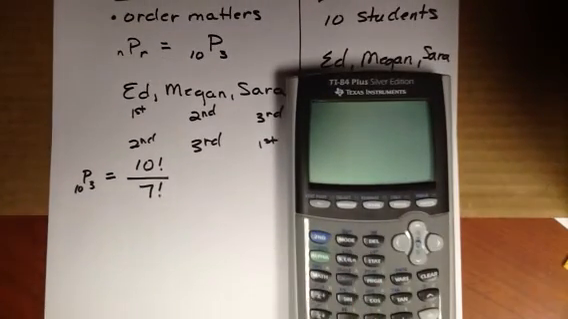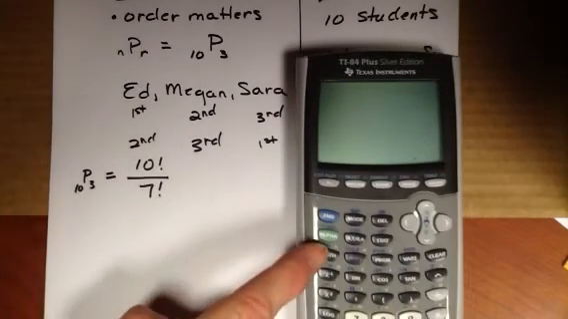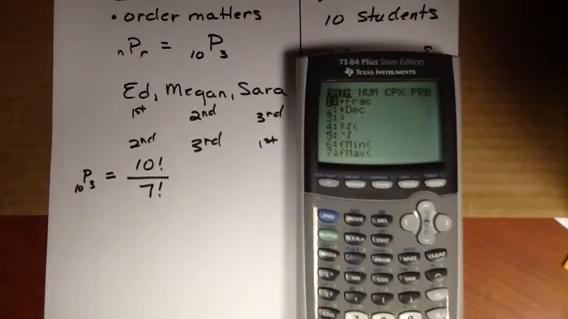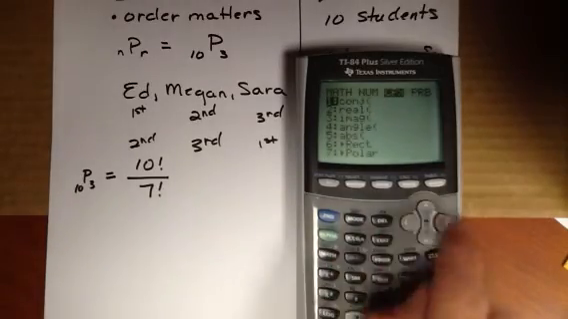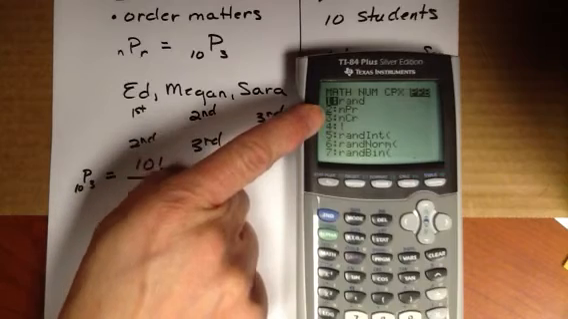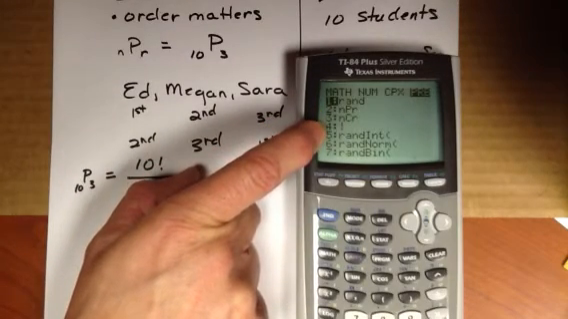remember I told you my favorite button was stat? Well, what do you think my second favorite button is? Being that I'm in the math department, it is math. So if I do math, clear this out, over to PRB, you'll see 3 options. We have nPr, nCr, and then there is a factorial button as well.